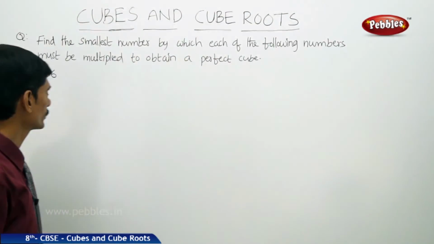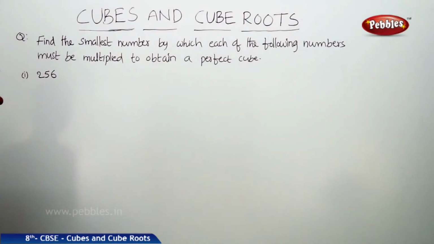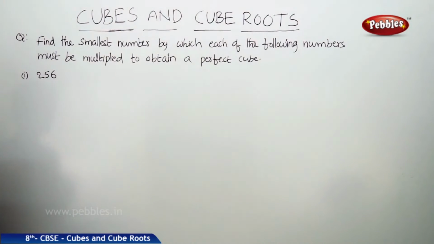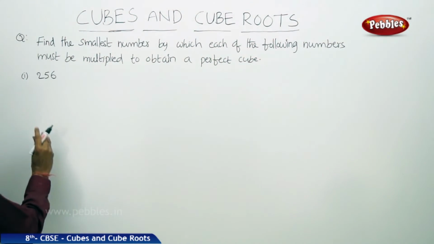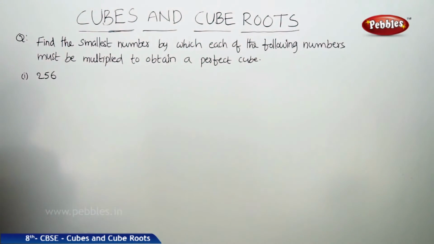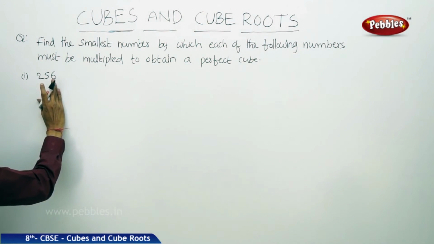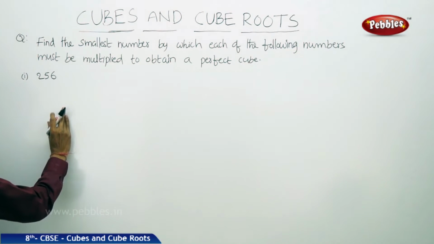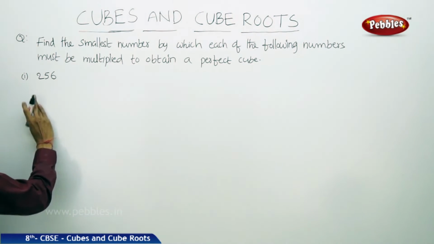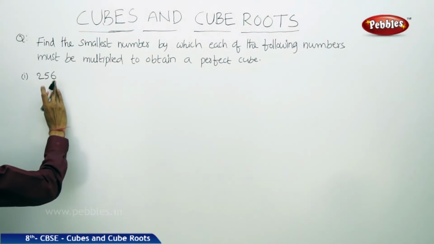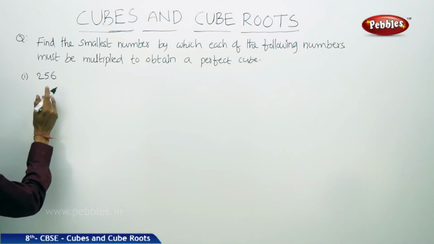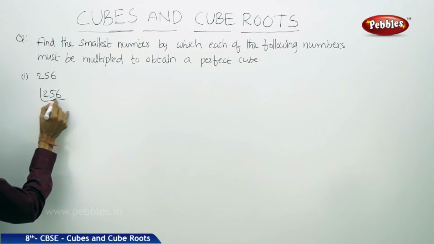Now let us solve the next question. Find the smallest number by which each of the following numbers must be multiplied to obtain a perfect cube. Now let us take the first question, 256. So we know that it is not a perfect cube. So to make it a perfect cube, by what number should we multiply 256? We have to find the smallest number to be multiplied by 256 to make it a perfect cube. Now let us factorize 256 and observe.